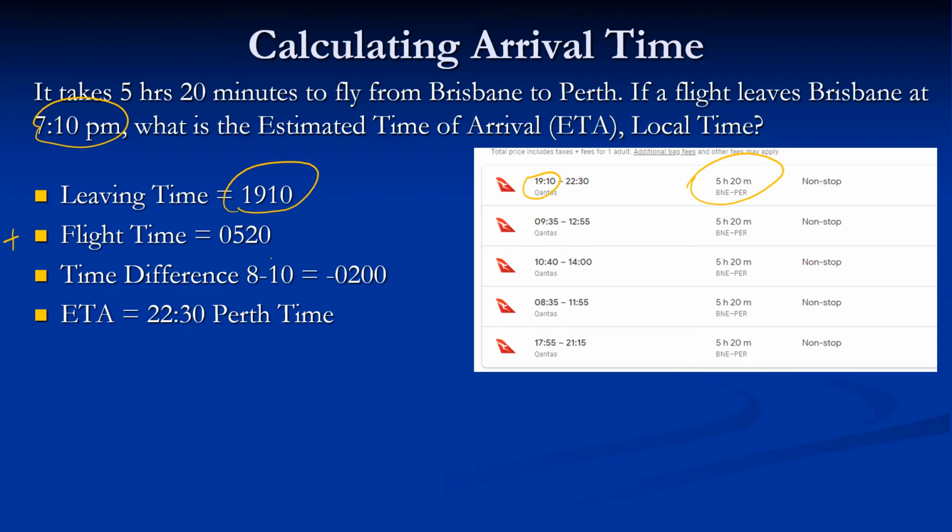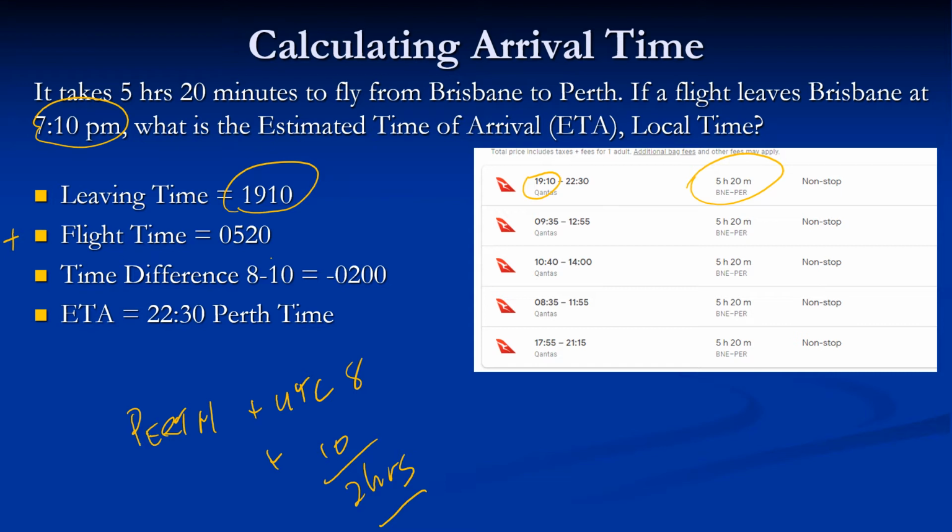So remember, Perth is Universal Coordinated Time plus 8, and Brisbane is plus 10. So there's 2 hours difference. So we need to just change that time difference. Now remember, Brisbane is further east of Perth, so Perth is 2 hours behind Brisbane. So we're going to minus that 2 hours.